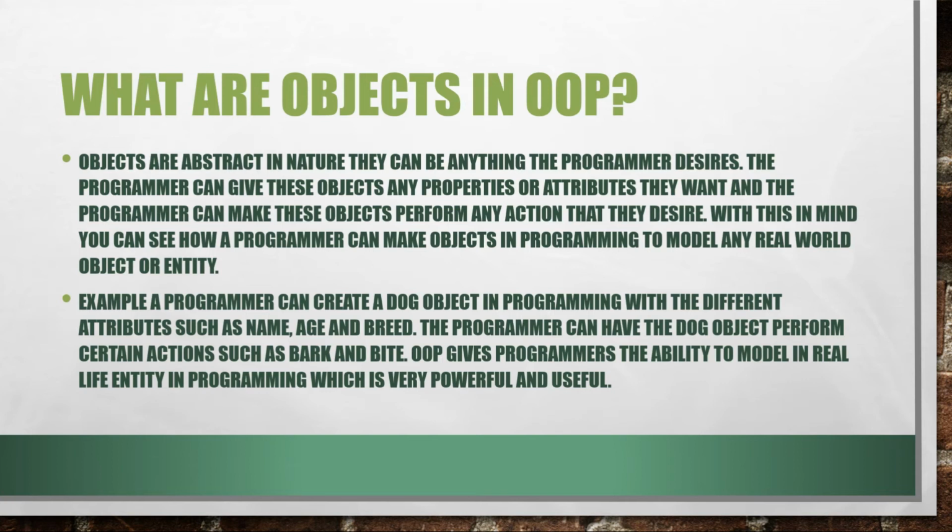With this in mind, you can see how a programmer can make objects in programming to model any real-world object or entity. For example, a programmer can create a dog object in programming with different attributes such as name, age, and breed. The programmer can have the dog object perform certain actions such as bark and bite. OOP gives programmers the ability to model any real-life entity in programming, which is very powerful and useful. So objects are basically created from classes. A class is just a blueprint for an object, and we use class definitions to create objects. So for you to create a dog object, you need a dog class.